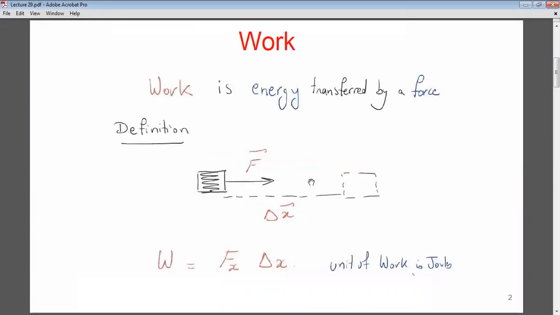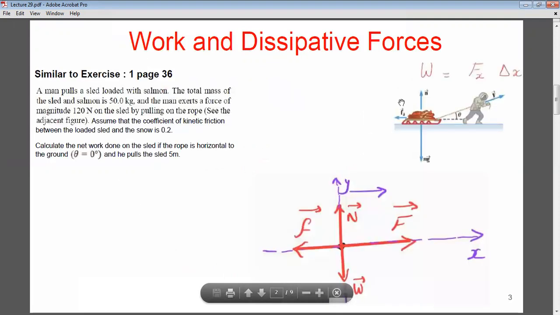So just a quick reminder, work done by a force is Fx times delta x, and the unit of work is joules. Okay, let's look again at this exercise. It's similar to exercise 1, page 36. The only difference is that here we introduced friction.